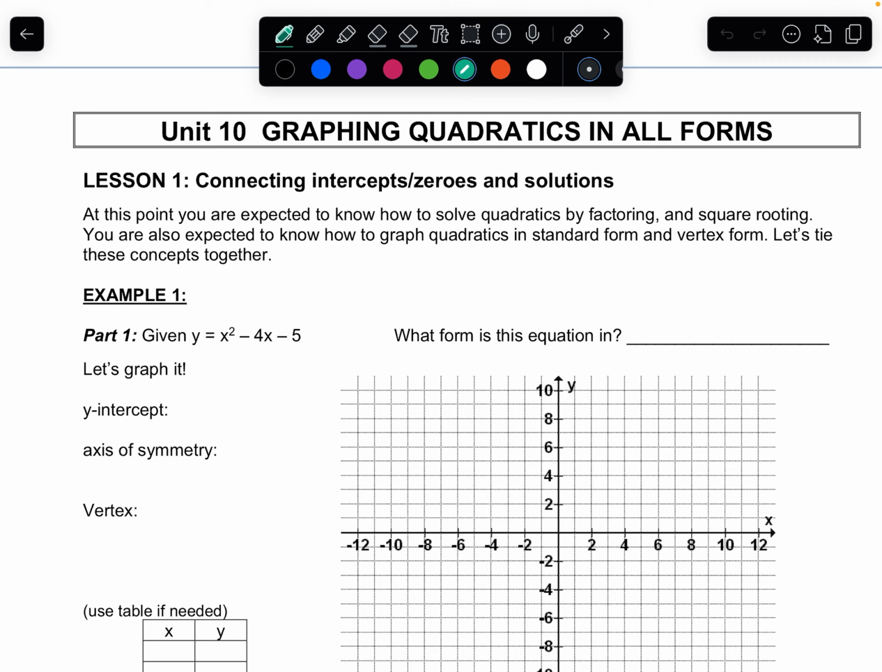Lesson 1 today is going to review what we've seen with standard form and vertex form, and then also bring in what we talked about in Unit 9b, which was finding solutions, which we learned would be our x-intercepts. So, I'm just going to read it. At this point, you are expected to know how to solve quadratics by factoring and square rooting. You are also expected to know how to graph quadratics in standard form and vertex form. Let's tie these examples together.